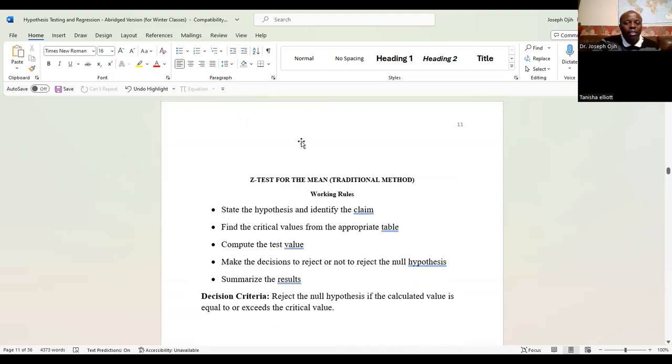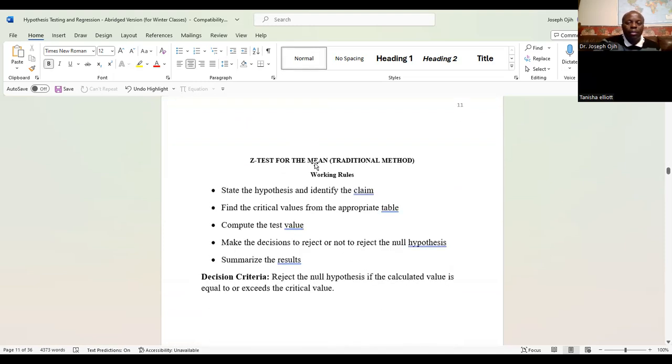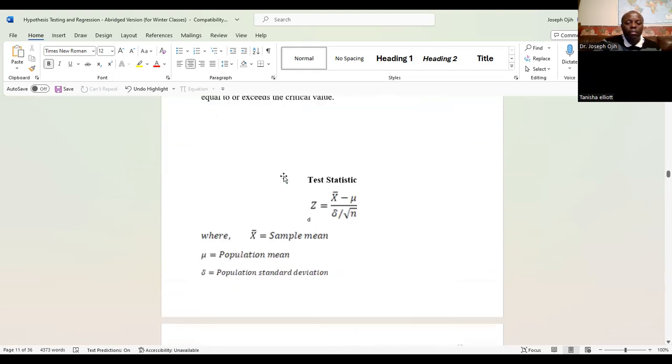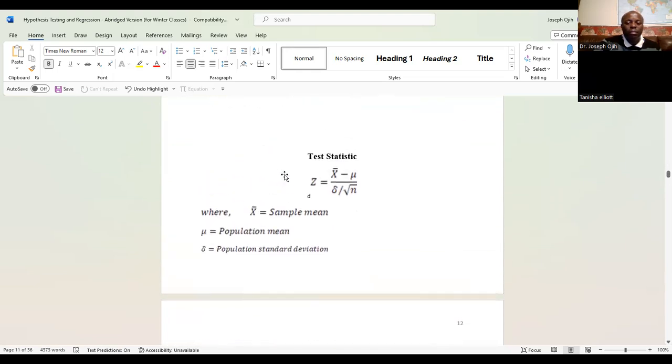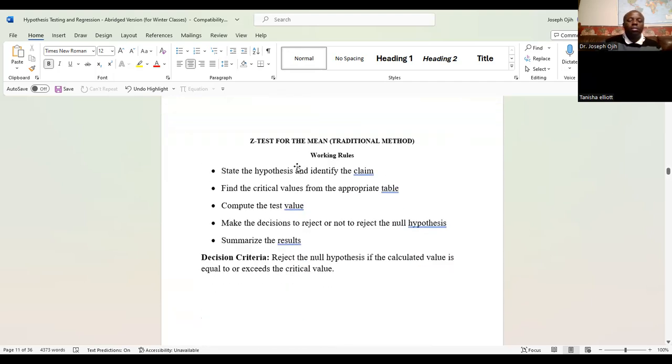So, having said that, we are now ready to test hypotheses. We begin with what is called the z-test for the mean. There are two methods. One is the traditional method, and the other one is the p-value method. Let's do both methods. For the traditional method, the steps go as follows.